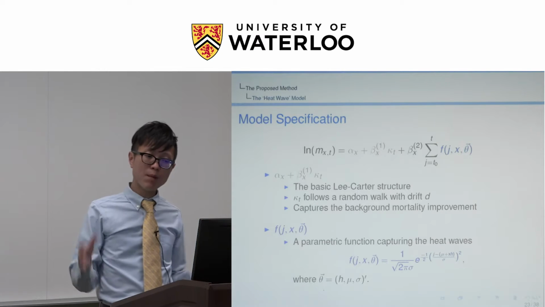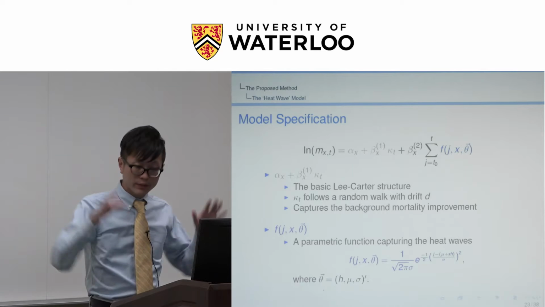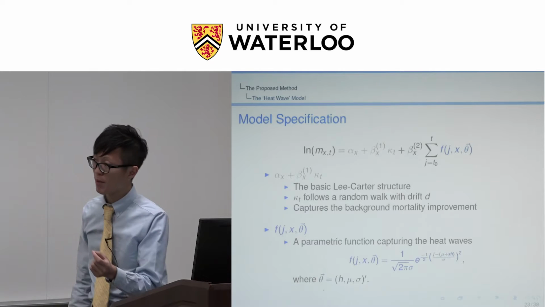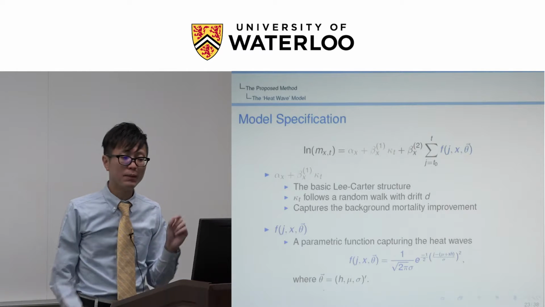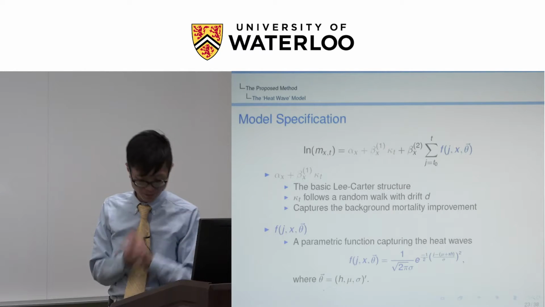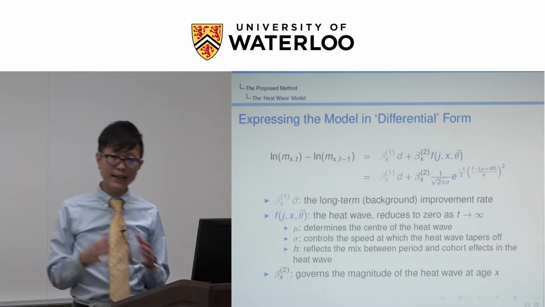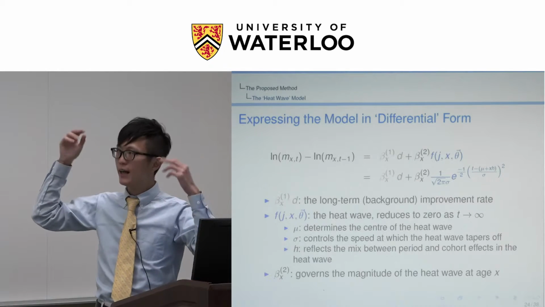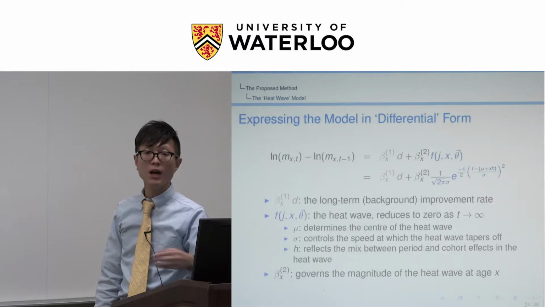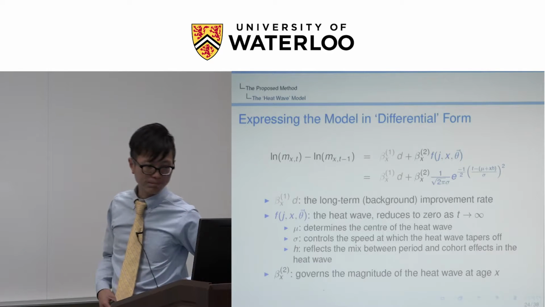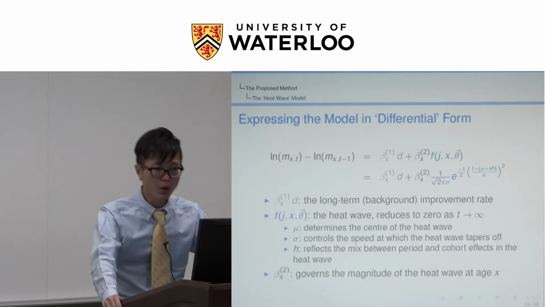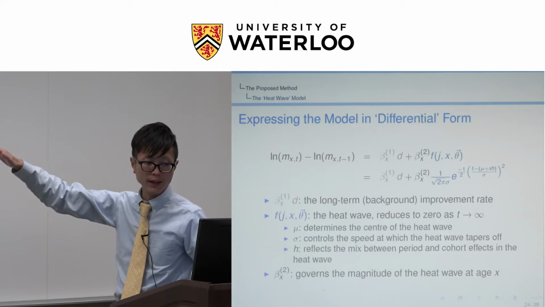Secondly, we have a parametric function, f. This function captures the heat waves. This function contains three parameters, and I will explain the functions of each of these three parameters in a moment. I think this model can be easily understood by considering its differential form, i.e., the change in log central death rate at age x between time t-1 and time t. So, in differential form, the model can be written in a very compact form like this.